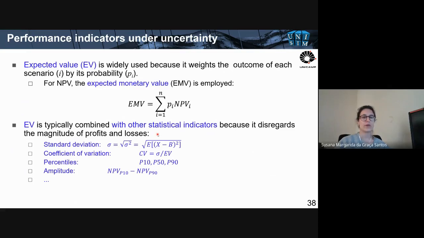This will be related to the risk curve that we'll see in a second, that tries to capture how the shape of the risk curve is. So there are some statistical indicators that probably some of you have heard about, like standard deviation, coefficient of variation, which is the standard deviation divided by the expected value, percentiles, okay, I'll talk about them in a second, amplitude, and so on. These are some standard statistical indicators that have been used in the literature. So probably sometimes if you read some papers and some books, you'll come across these indicators, okay?